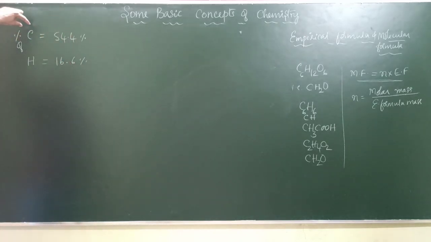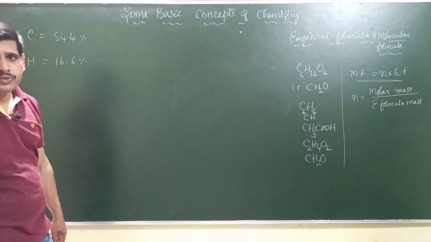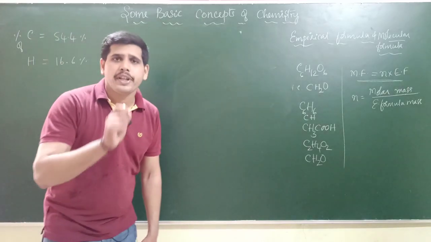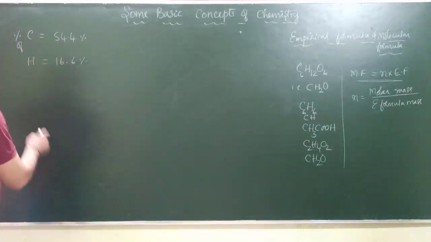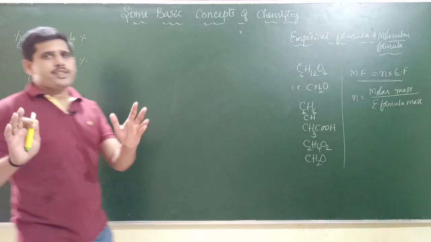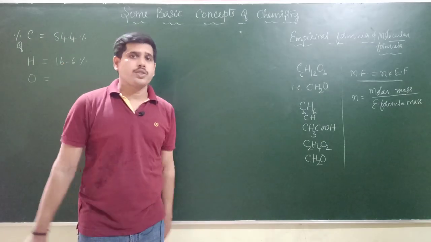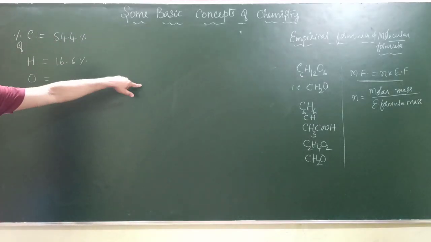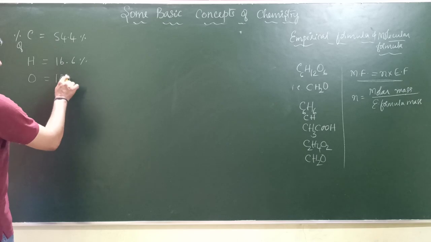So I repeat, an analysis carried out by a chemist showed that the percentage of carbon in a sample is 54.4%, that of hydrogen is 16.6%, rest is oxygen. Let us first find out the empirical formula of the compound. How much oxygen then? The total in terms of percentage has to be 100, isn't it? So we know carbon and hydrogen. Can't we get the other one, oxygen? Yes. How to do that?